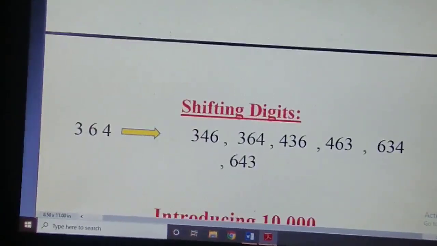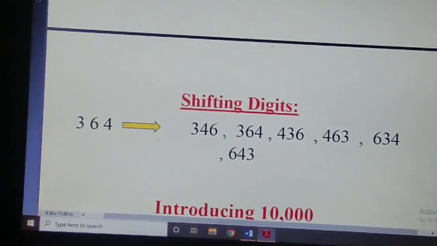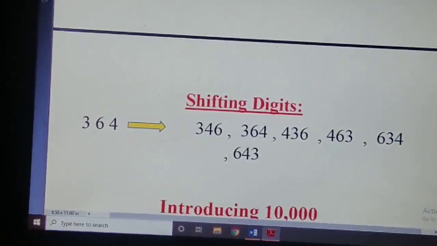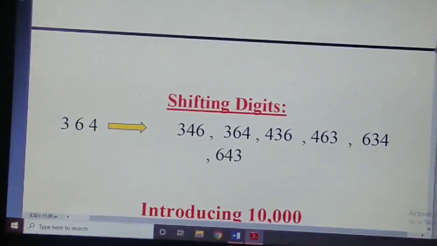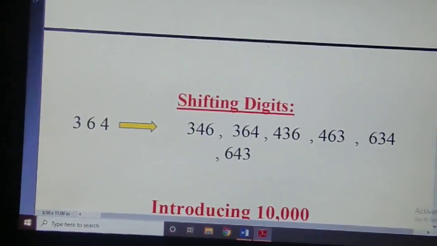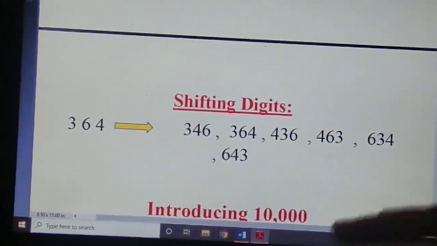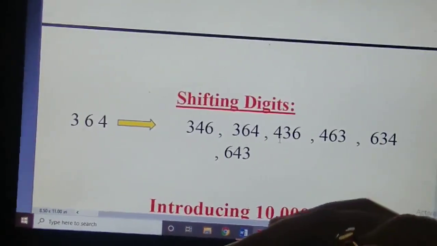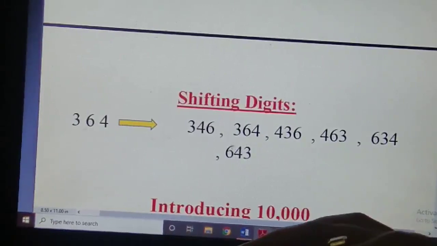Now shifting the digits. Let the number be 364. By shifting the digits, we can make the largest and smallest numbers. Now you can see here, we can make 6 sets of numbers as shown.